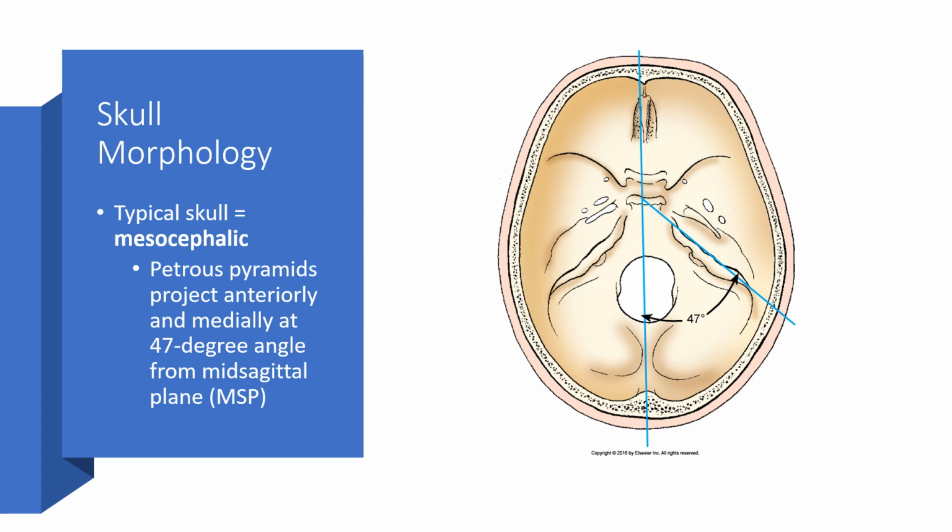So when it's about as wide as it is tall, you get a mesocephalic skull, which is what the standard positions are based on. In a mesocephalic skull, the petrous pyramids, or the petrous ridges, make an angle of 47 degrees with the posterior mid-sagittal plane. Will you have to memorize these angles? Yes, you will. Mesocephalic, 47 degrees.